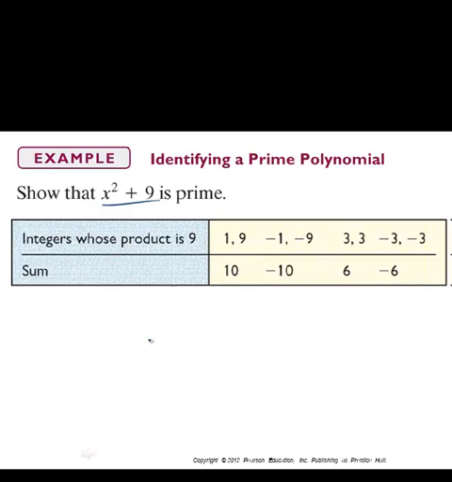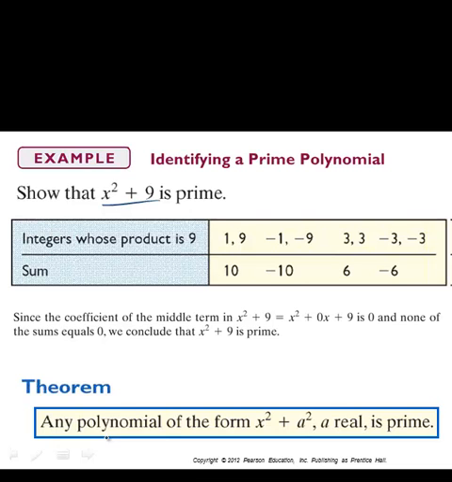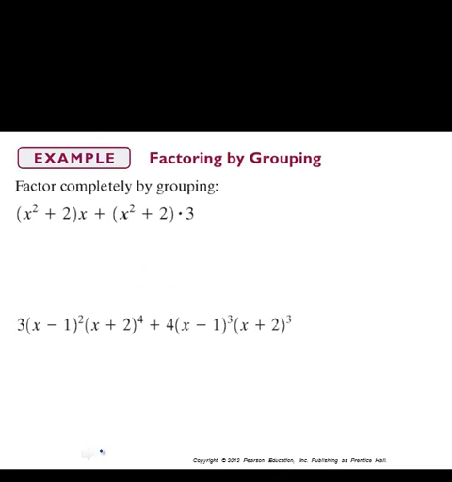Okay? So you can go through all the different ways that you can factor 9 as the product of two numbers, but when you add up those factors for 9, you don't ever get 0. So that's why x squared plus 9 is prime. So whenever you have a polynomial of the form x squared plus some positive number, then that polynomial is a prime polynomial.